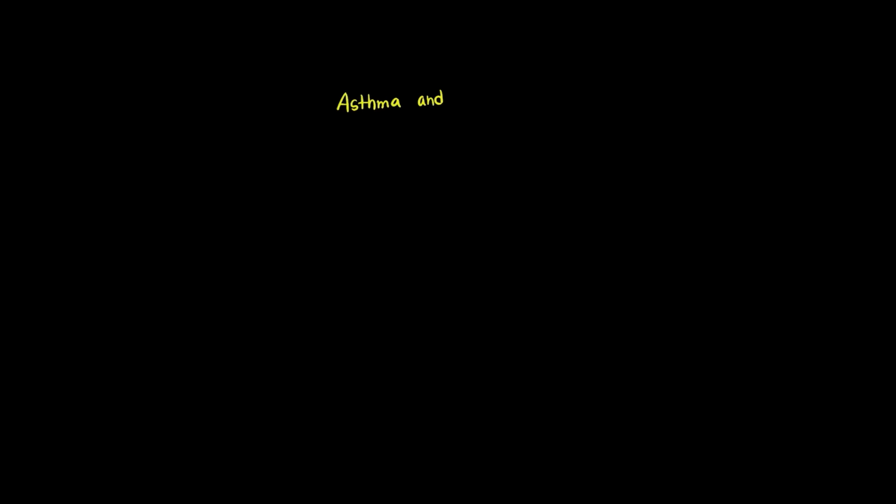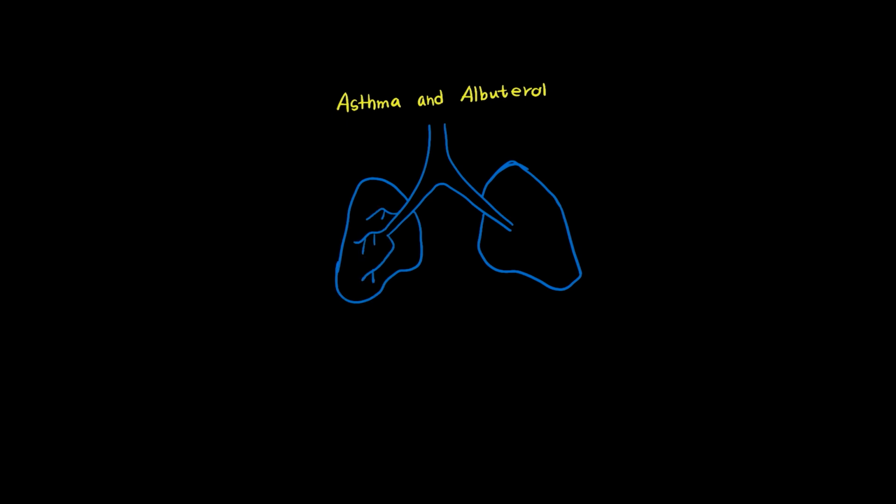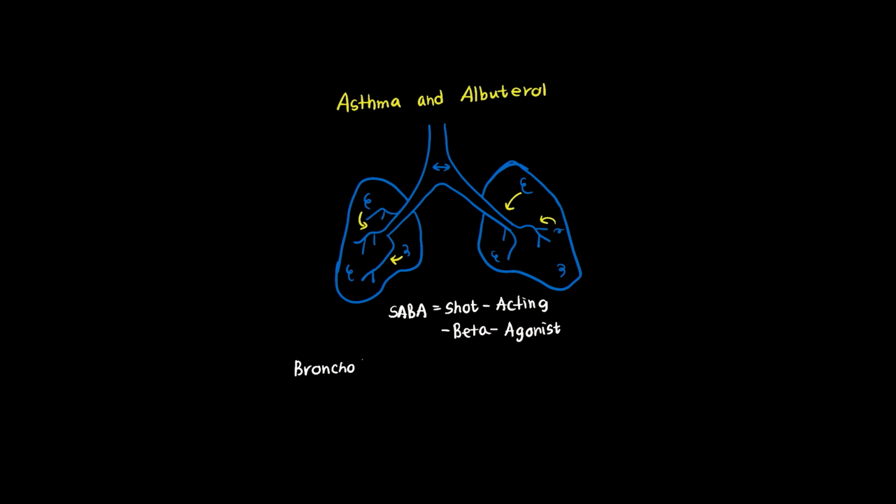Now let's explore how albuterol works to relieve asthma symptoms. Asthma causes the airways to become inflamed, swollen, and constricted, making breathing difficult. Albuterol belongs to a class of medications called short-acting beta agonists, or SABAs. When inhaled, albuterol binds to beta-2 receptors on the smooth muscle cells surrounding the airways. This binding triggers muscle relaxation, causing bronchodilation, the widening of the air passages. This rapid bronchodilation effect provides quick relief from wheezing, chest tightness, and difficulty breathing.